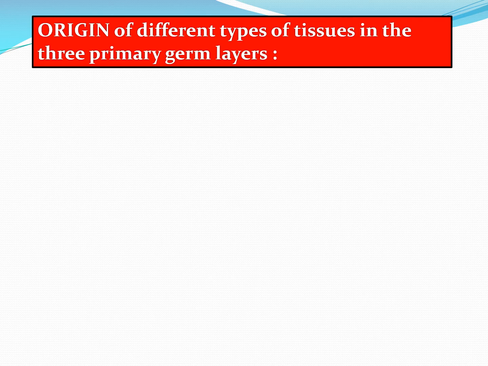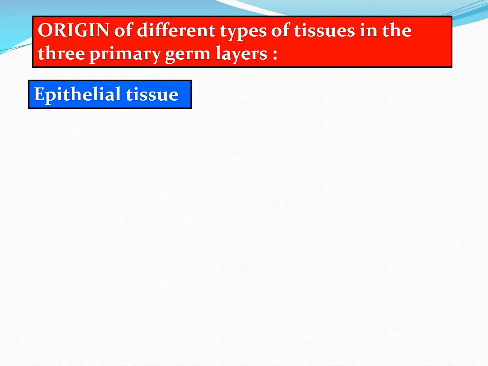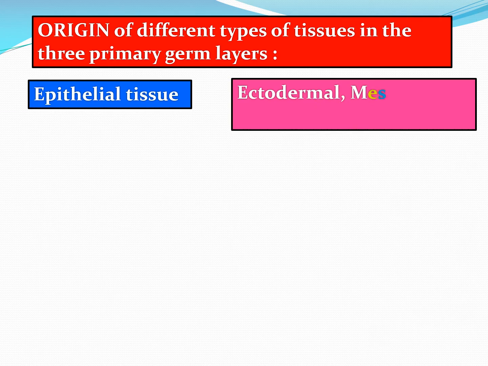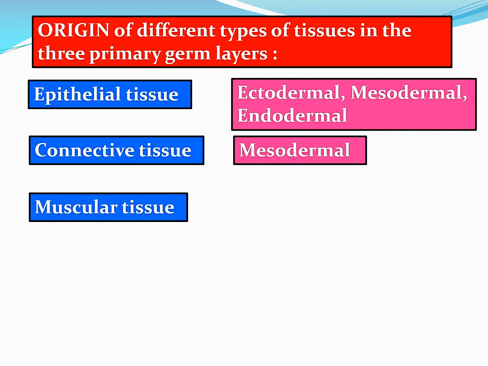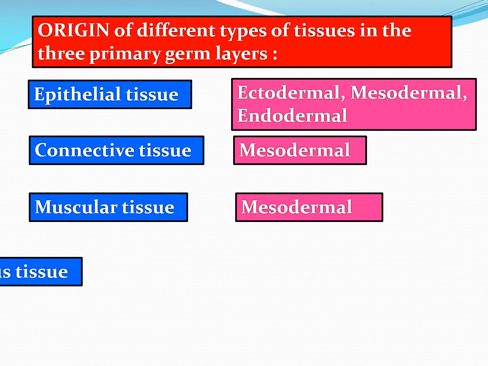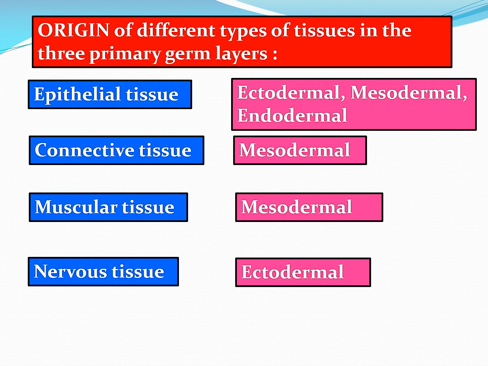The origin of different types of tissues in the 3 primary germ layers is as follows. Epithelial tissue has ectodermal, mesodermal and endodermal origin. Connective tissue has mesodermal origin. Muscular tissue has mesodermal origin and nervous tissue has ectodermal origin.